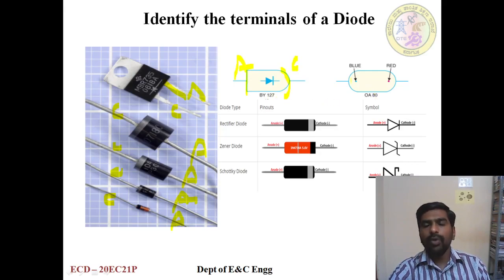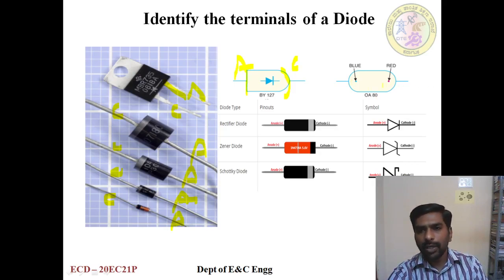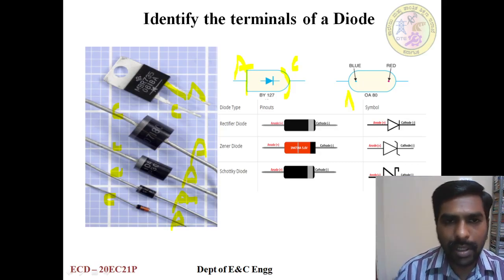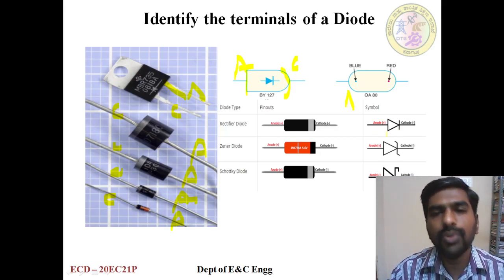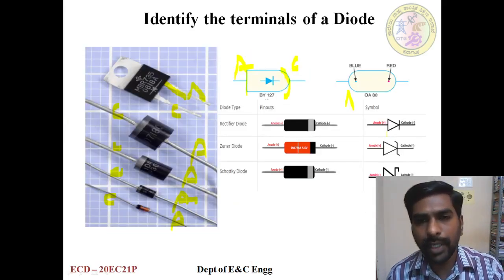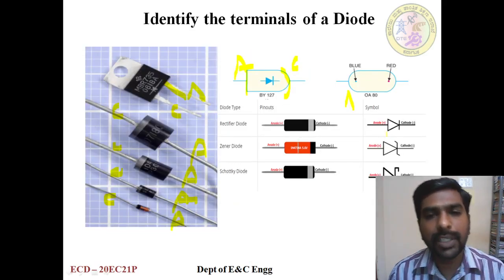There is one more kind of Zener diode available. That Zener diode has a red dot indicating the cathode, and a blue dot indicating the anode. This way we can identify the terminals. With these terminals, as per the symbol, we can use it in our circuit diagram. So the first part, identification of the diode terminals, is over. Now we need to check whether it's working or not.